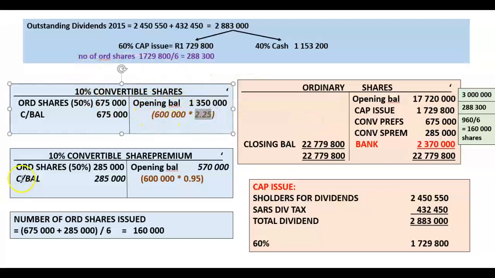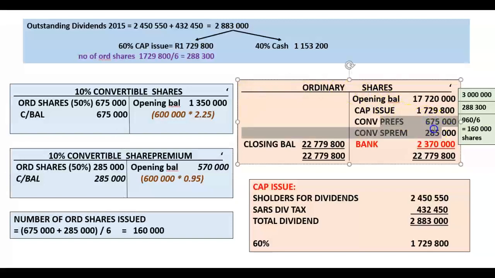So if I go to my 10% convertible shares, the opening balance in the capital account was 600,000 shares at 2.25 Rand, 1,350,000. In the share premium account, I would have had 600,000 shares at the difference between 3.20 Rand and 2.25 Rand, which is 95 cents, which would have given you the 570,000. 50% was converted into ordinary shares. So I had to take 50% out of the opening balance and transfer that to the ordinary shares, and I had to take 50% of the share premium and transfer that over to my ordinary shares.